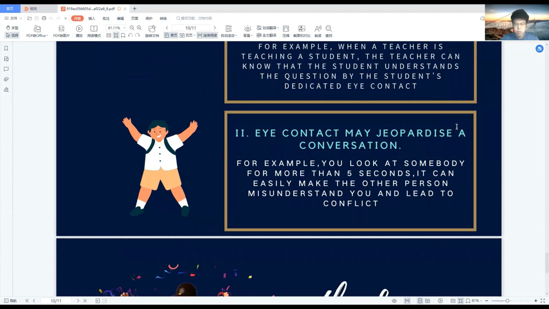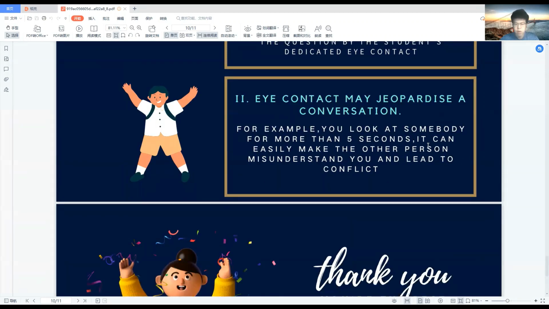And the second is eye contact may create a distance in communication. For example, if you look at someone with a terrifying look, it can make the other person mistake you and lead to conflict. Okay, thank you. That's all.